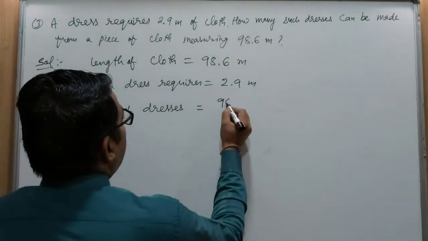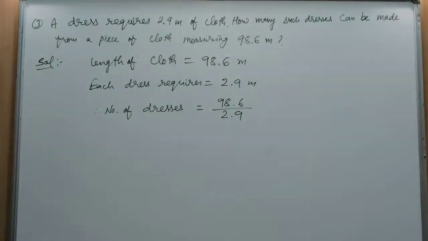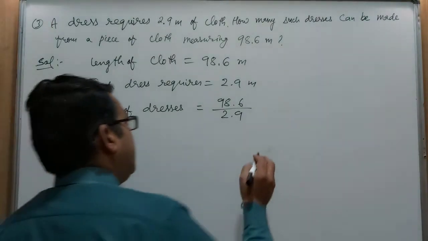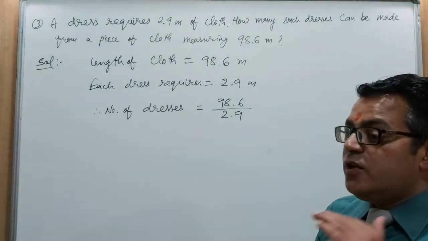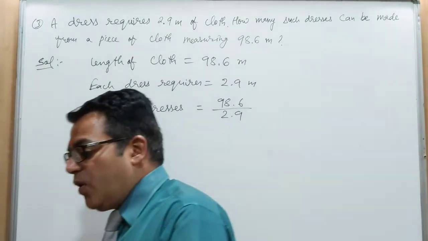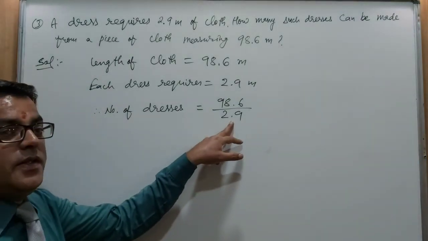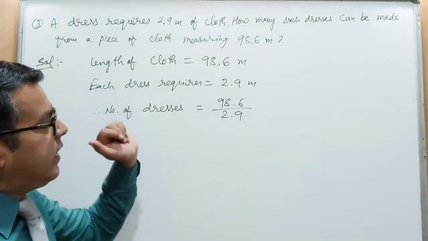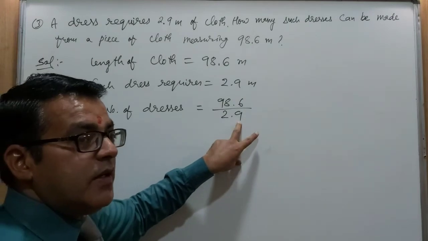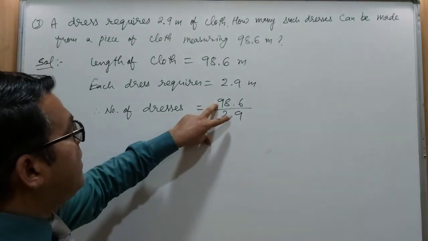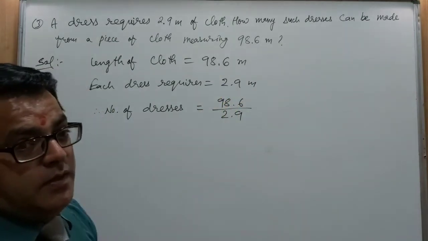So what to do? We can divide it. Now we learn one more concept here. See, what is the rule of division of decimals? We need to remove the decimal point from the divisor. This 2.9 is the divisor here. Now you can see here, in the divisor after the decimal point only one place is there, and in the dividend, that is 98.6, also after the decimal point only one place is there.